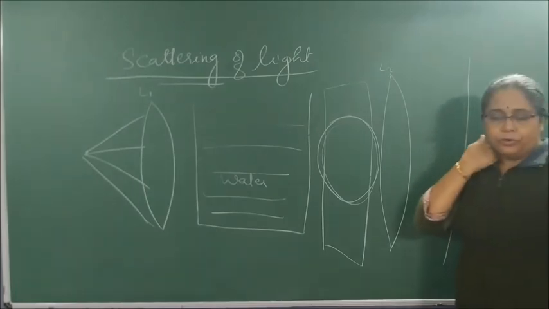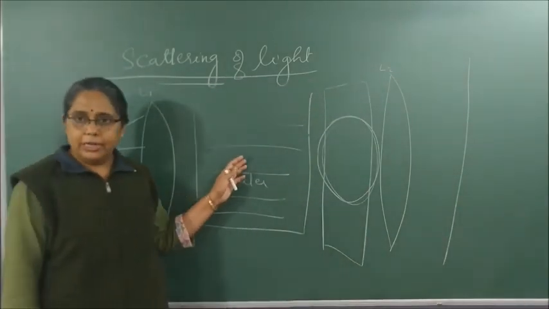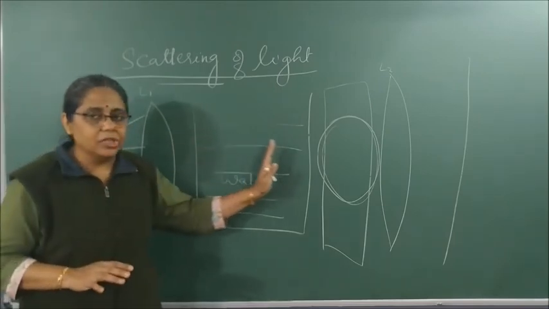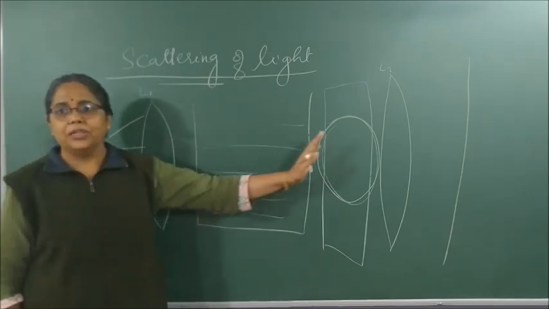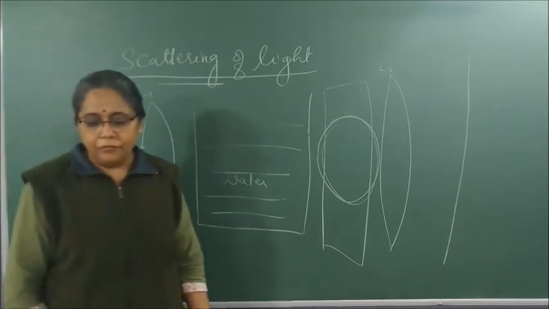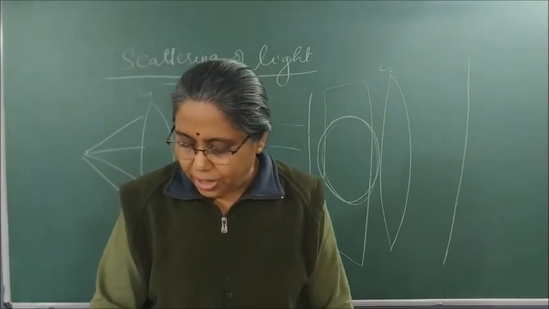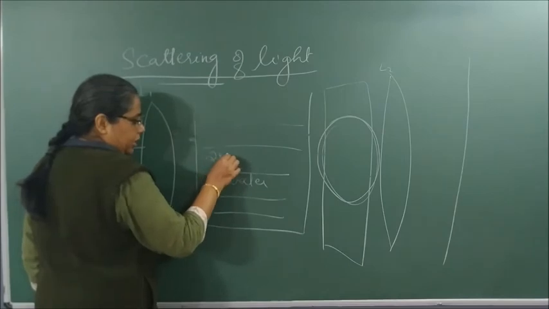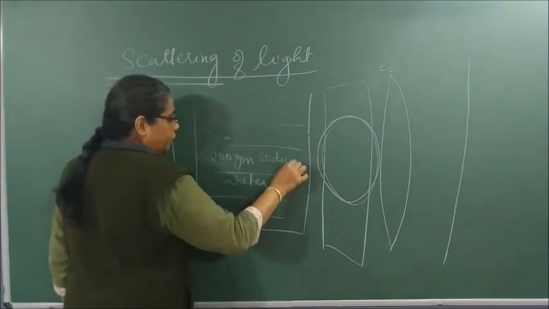Now what we have to do? When there is no substance dissolved in it, the light will just pass through. You cannot see the passage of light, and nothing is found on the screen. Now, after that, we add to it 200 grams of sodium thiosulfate. In the water, I add what? 200 grams of sodium thiosulfate.